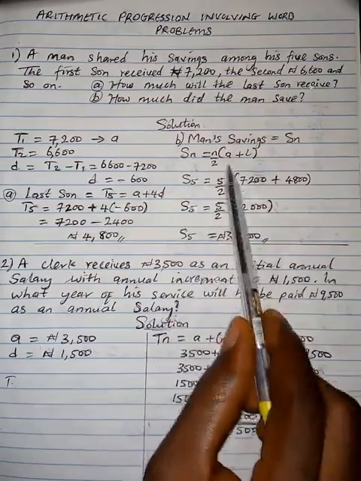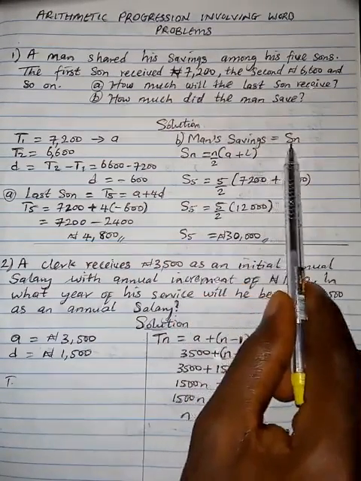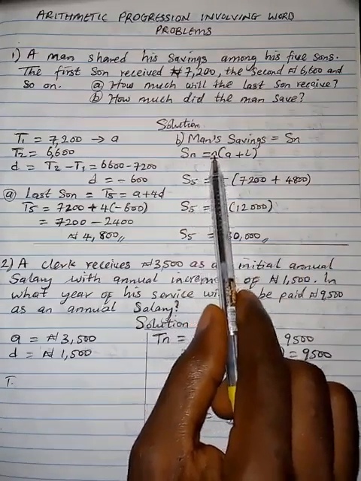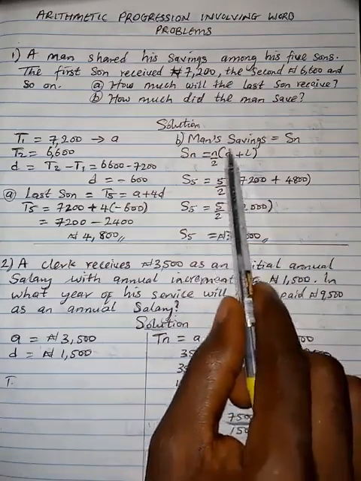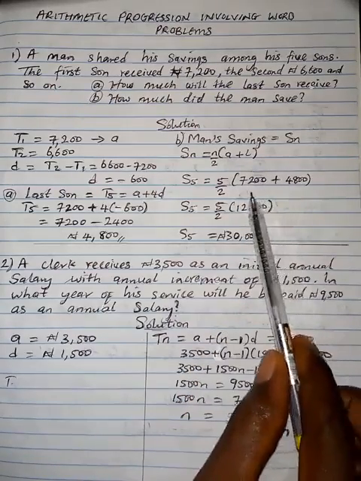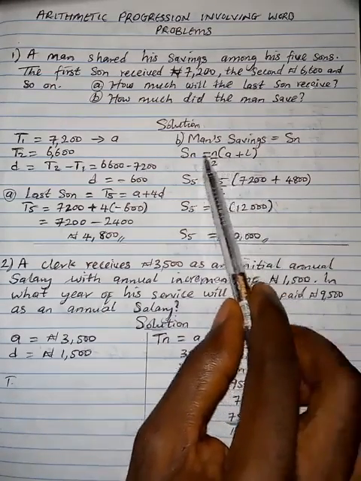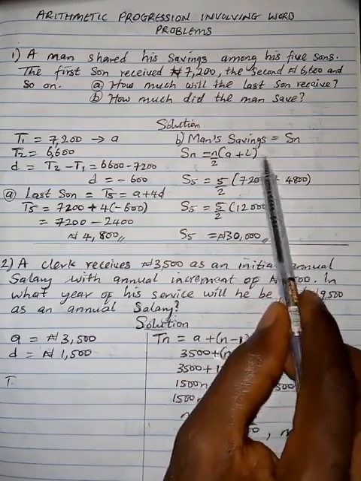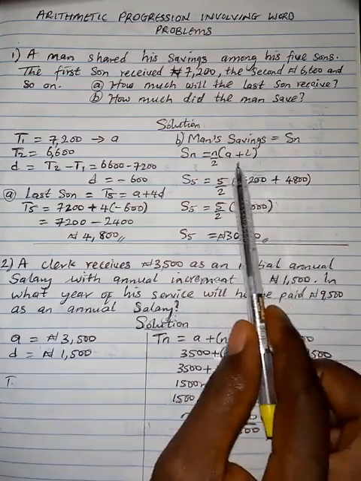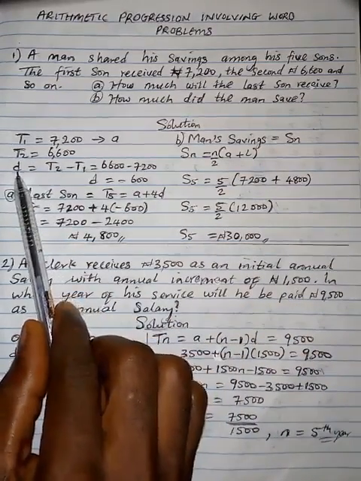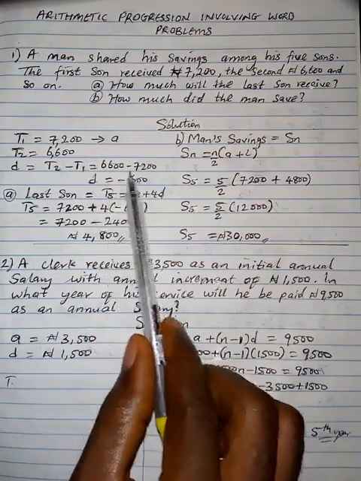Now, the man's savings equals the sum of AP, which is the sum of the total terms, equal to N over 2 bracket A plus L close bracket. If I use the other formula of N over 2 into bracket 2A plus N minus 1 D, I will still get the same answer, because already we know the common difference. We know the first term as well.